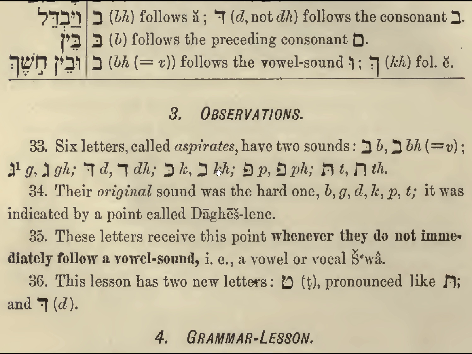So there are six letters which are called aspirates because in the reconstructed ancient pronunciation of Hebrew they have two sounds. But in modern Hebrew and in our Spanish and Portuguese Sephardic pronunciation there are some differences. So it's B, B all the time for us. It's G, G all the time for us in London, but in Amsterdam there is a distinction between these two. D, D in London all the time, these are said the same. This is K and H, P and F, and these are T and T, which in London are pronounced the same.